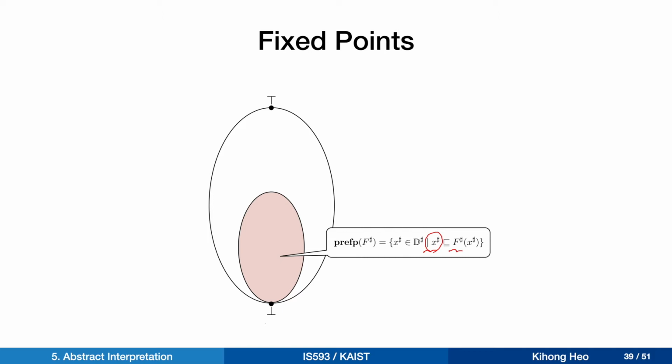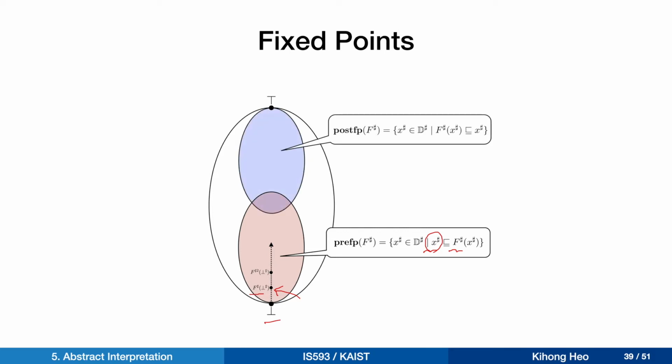Okay, all such elements are called prefix points of f. Obviously, the bottom is a prefix point. So there exists an increasing chain like this. Whenever you apply this f sharp to an element in prefix point, then you will get a larger element. The dual set also exists.